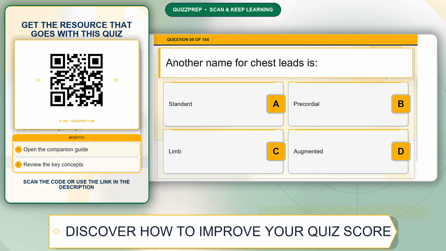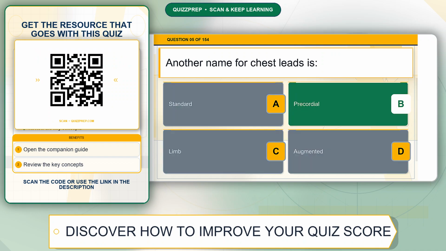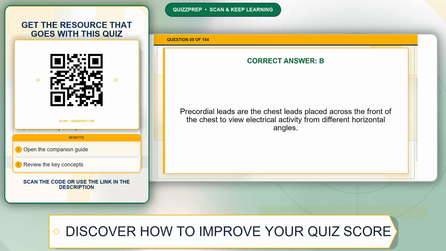Question 5. Another name for chest leads is: Option A. Standard. Option B. Precordial. Option C. Limb. Option D. Augmented. The correct answer is option B. Precordial. Explanation. Precordial leads are the chest leads placed across the front of the chest to view electrical activity from different horizontal angles.